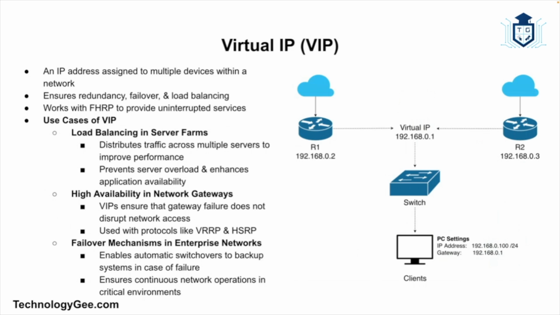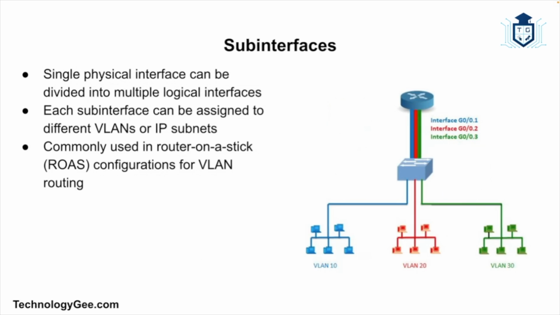All right, so let's move on and talk about virtual IPs. So a virtual IP address is an IP address assigned to multiple devices within a network to ensure redundancy and load balancing. And VIPs are used in conjunction with FHRPs to provide uninterrupted network services. And some of the use cases are as follows. It has load balancing in server farms, it provides high availability in network gateways, and it also has failover mechanisms in enterprise networks.